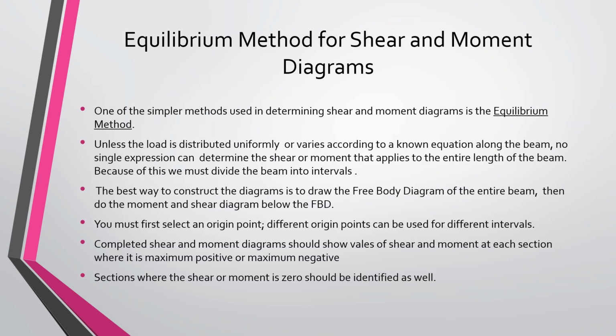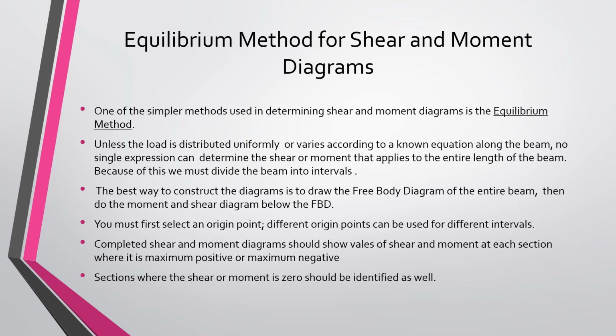The next slide that we have is the equilibrium method for shear and moment diagrams. This is one of the more simple methods used to determine the shear and moment diagrams. Unless the load is distributed uniformly or varies according to a known equation along the beam, no single expression can determine the shear or moment. What this means is that unless the load is distributed evenly, or we have a known equation, you can't just make up an equation that will apply, especially not for the whole length of the beam.